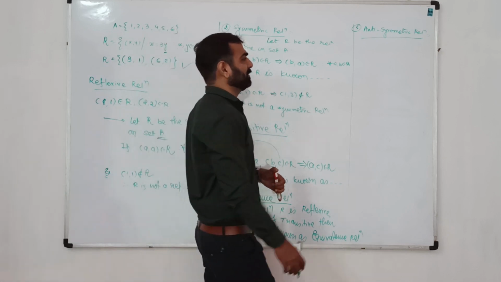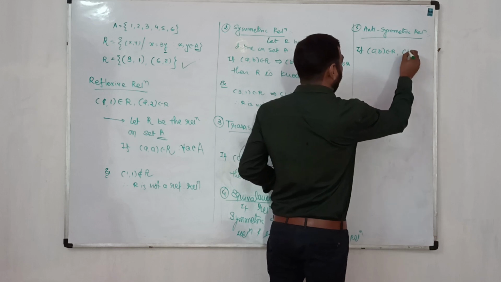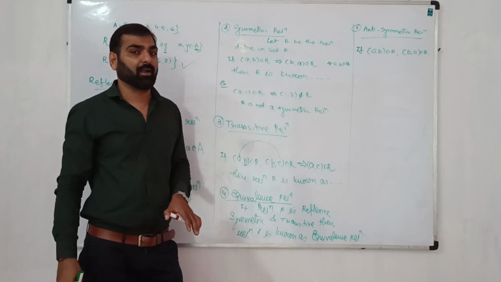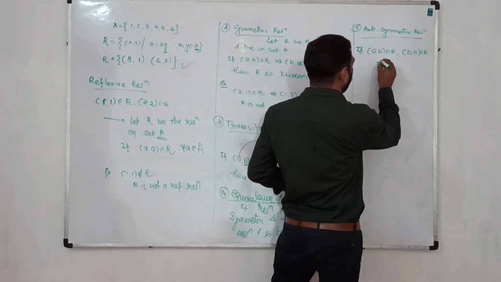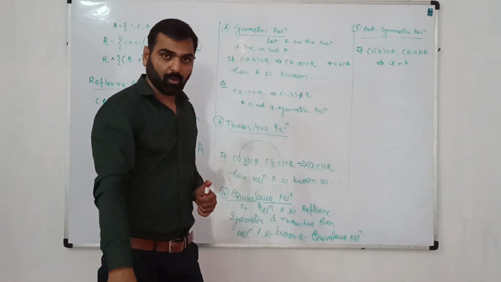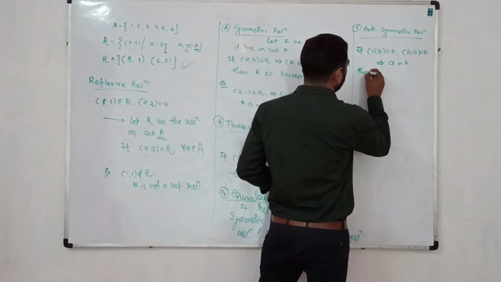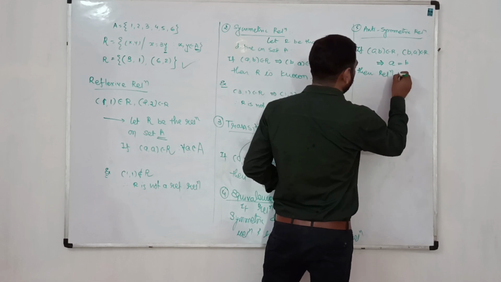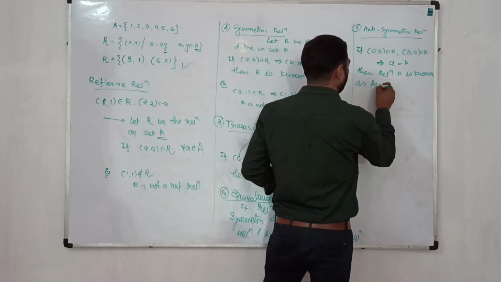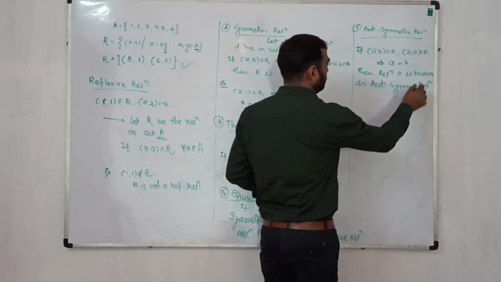For anti-symmetric, if there are two conditions, AB belongs to R and BA belongs to R, both must belong to R, that implies A is equal to B. If AB belongs to R and BA belongs to R implies A is equal to B, then relation R is known as an anti-symmetric relation.